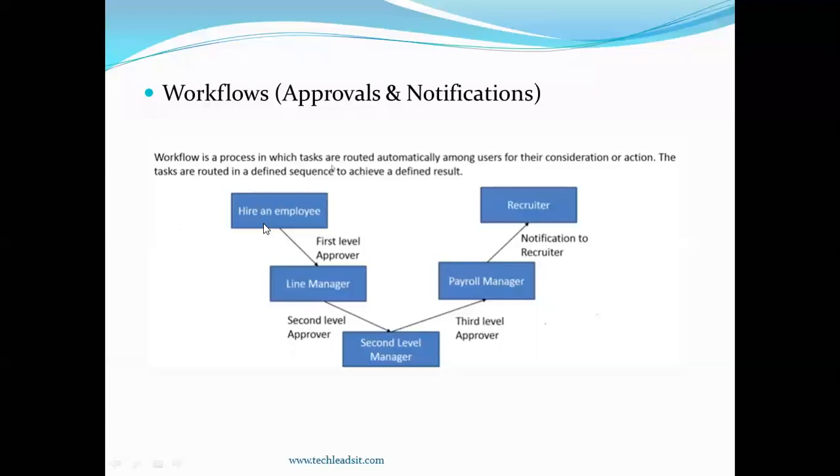If you want to hire an employee in an organization, it's not direct; the recruiter cannot hire an employee with his own decision. It goes through a hierarchy: the first level approver, nothing but the line manager, approves, then it goes to the second level, he approves, then to the payroll manager, who approves, then it goes to the recruiter, who hires the employee and sends a notification to these hierarchies saying we have this employee for this specific requirement.